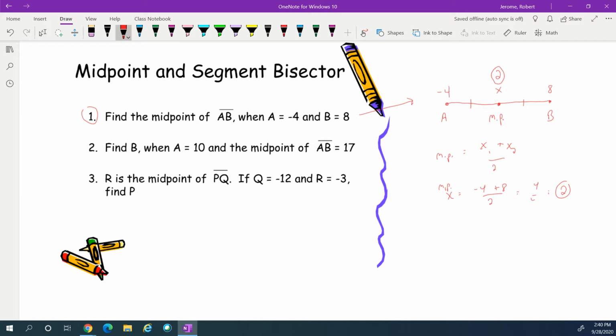And again, don't get confused by all the x's. x1 and x2 represent the two endpoints. In this case, it's really A and B, but it changes for every question. And then we have our midpoint.